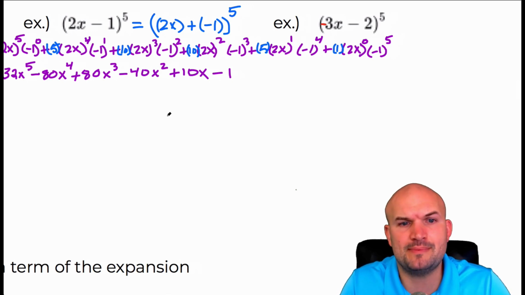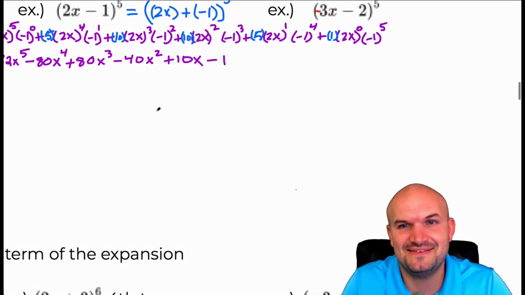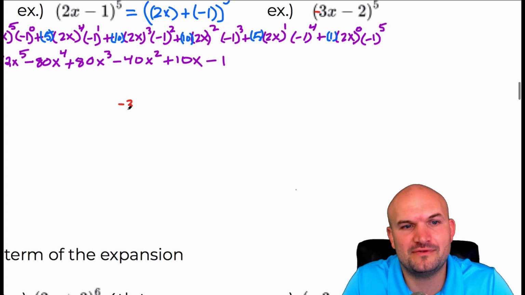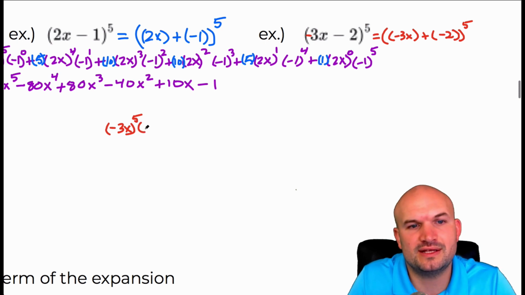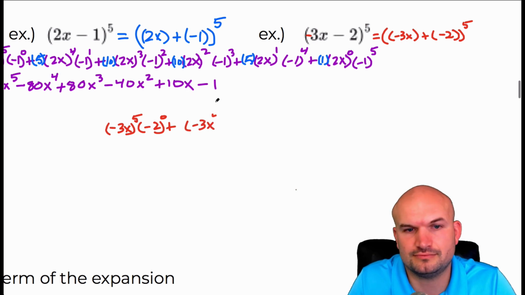All right, so let's go and wrap this one up here. Let's go and do this. I'm going to take up all the space that I can here because I can. So first one, we have -3x to the 5th. Let's rewrite this here. So I can rewrite this as a -3x plus a -2 to the 5th. Okay, so therefore that's going to be a -2 to the 0 plus -3x to the 4th.